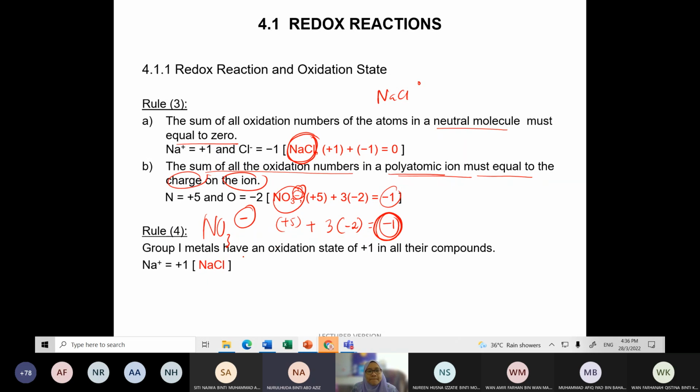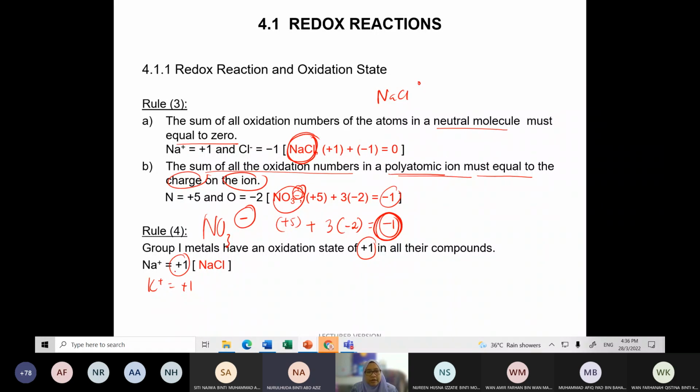Rule number 4. Group 1 metal have an oxidation number of +1 in all their compounds. Okay, alright, so group 1 and group 2 lah, the most famous metal group in periodic table. So the oxidation state for group 1 will be the same as dia punya charge, for all of group 1 members. So sodium plus the oxidation number is +1. Potassium, the oxidation number is also +1, and so on.